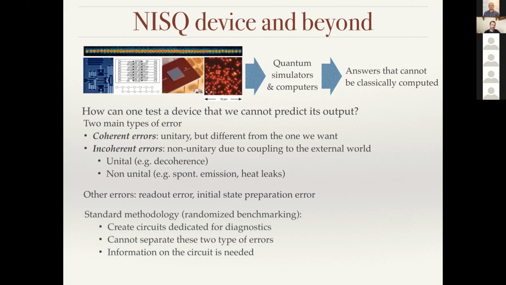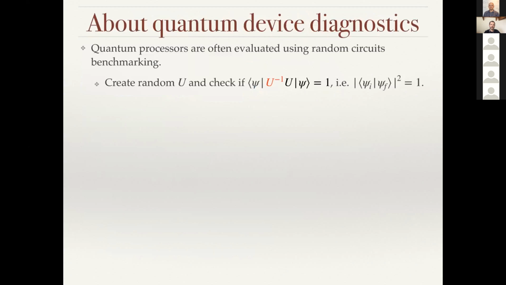The standard methodology, for example randomized benchmarking, requires creating dedicated circuits for the diagnostics. It also cannot separate between these two types of errors, coherent and incoherent. And this is crucial because they are treated in completely different ways. More than that, some information on the circuit is needed, so it's not a black box kind of test.